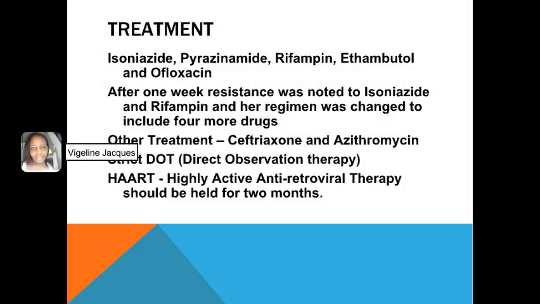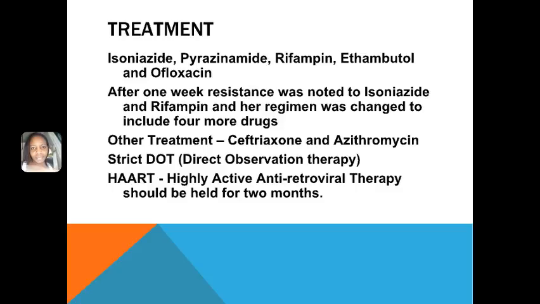The patient was placed on a regimen of 5 drugs: isoniazid, pyrazinamide, rifampin, ethambutol, and ofloxacin. After 1 week, the patient was found to be resistant to isoniazid and rifampin, and her regimen was changed. She was also treated with antibiotics such as ceftriaxone and azithromycin under strict direct observation therapy.